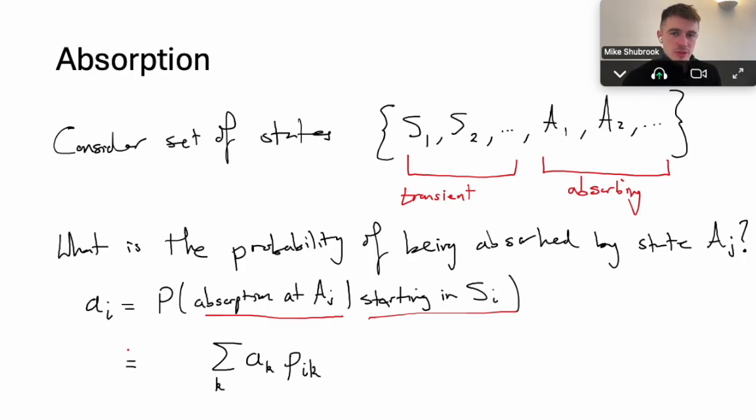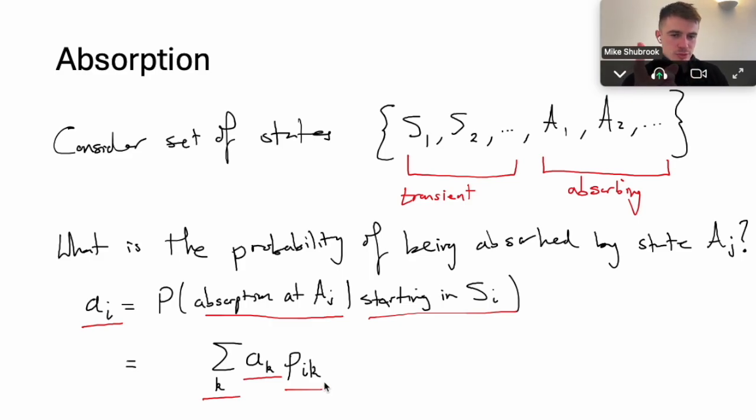And for this, we'll set up another set of linear equations, which is going to give us the probability of being absorbed in state J, given that we start in state I: the sum over all the states K of the probability that we get absorbed in state J, given that we start in state K, times the probability of going from I to K.